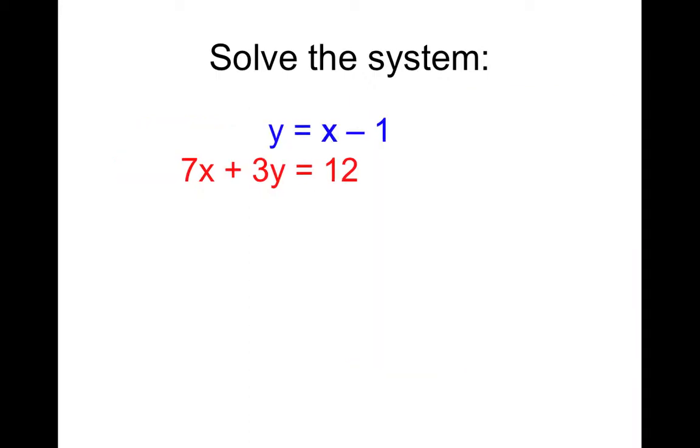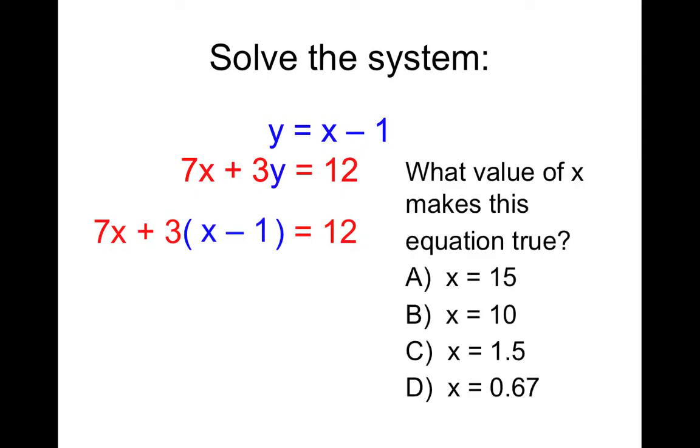I know that in this system, y equals x minus 1. The second equation has a y in it. So what we can do is replace that y. So I write out 7x plus 3 times something equals 12. I can replace the y with what it's equal to. It's equal to x minus 1. Now check it out. We just have an equation with one letter in it. That new equation we wrote only has x's in it. So you could solve this for x. Why don't you go ahead and do that now?